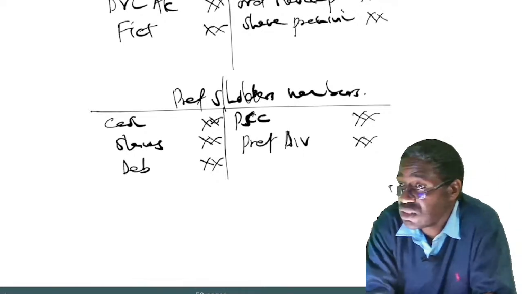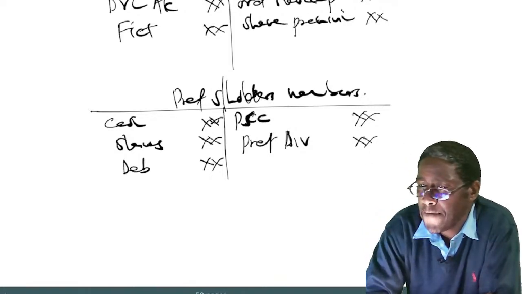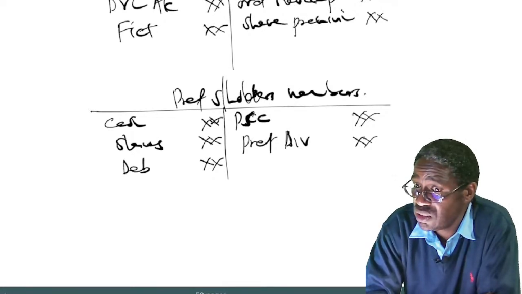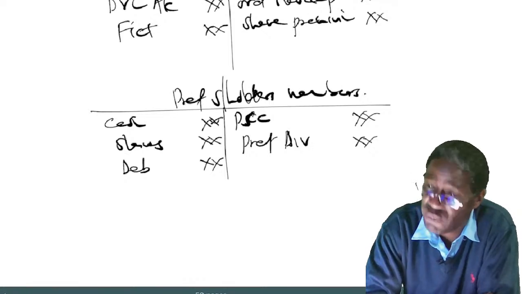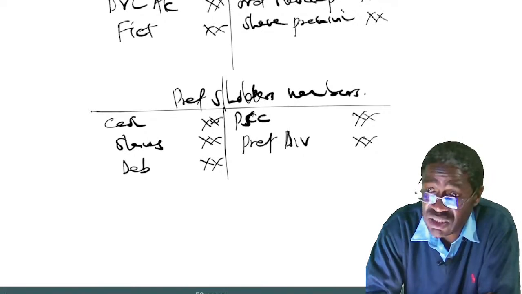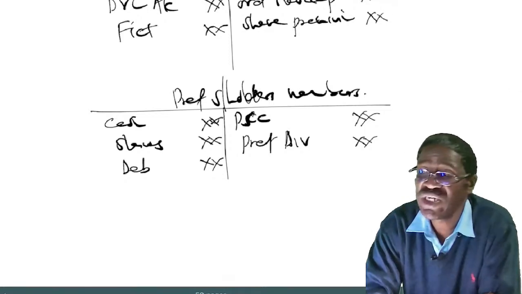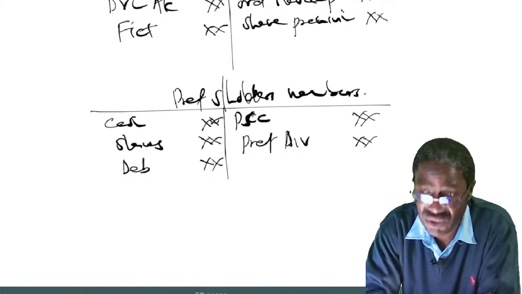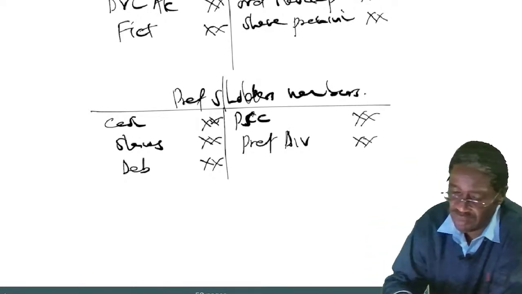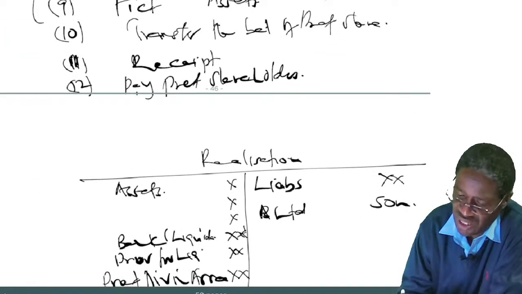Which says, with the amount that you are paying to the preference shareholders, debit preference shareholders members, credit either cash or you credit shares or you credit debentures, whichever it is. Good. That's our step number 12. 13. We are now on step 13.